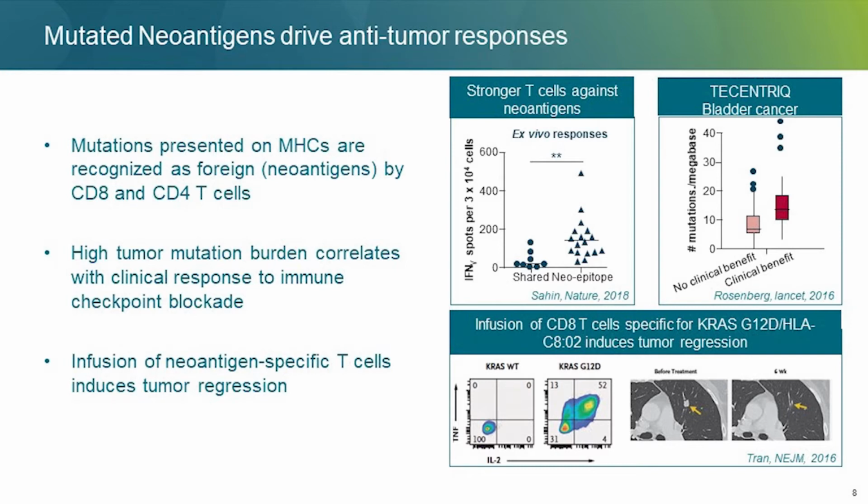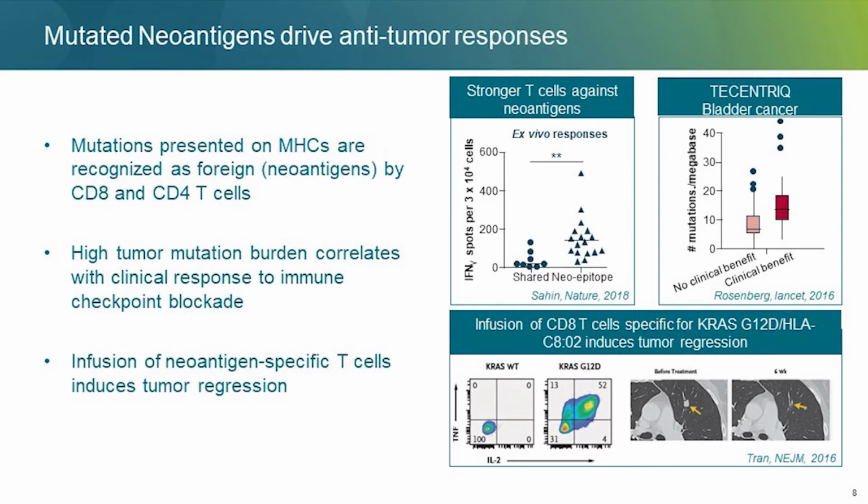The direct evidence that neoantigens elicit an effective T-cell response comes from adoptive T-cell therapy, and especially from the group of Steve Rosenberg, who showed that infusion of CD8 T-cells that are specific for the KRAS G12D mutation, which is presented in the context of HLA-C*08:02, is inducing tumor regression in the patient. And you can see that before treatment, there was a lesion that disappeared after treatment.